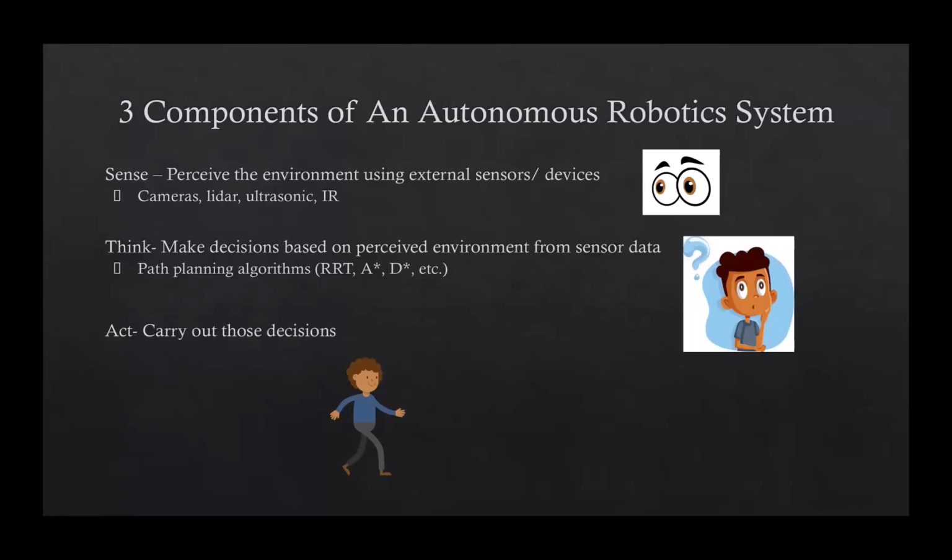And then finally, the third concept is going to be act, which is how do you carry out those decisions? How do you execute them? So once we plan the path, what do we do to actually turn that plan into things that the robot can understand to actually move itself in three-dimensional space?